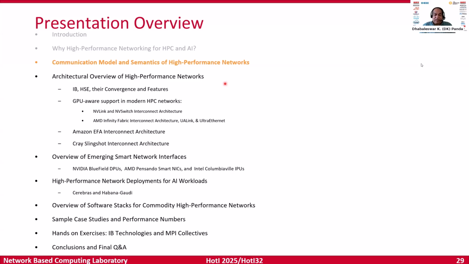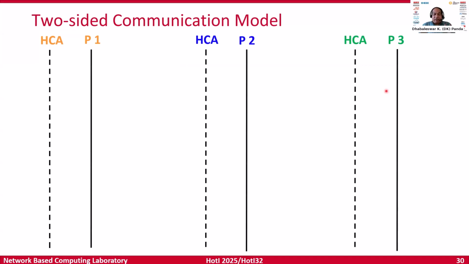Okay, so let's move. Next, we have these technologies, but before we jump into the individual details, let's see how the upper layers communicate with the network layer. That's what we'll call the communication model and the semantics. Broadly in the networking world, there are two models. One is called a two-sided communication model, and another is a one-sided communication model.